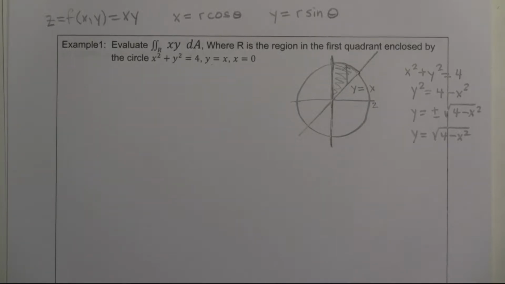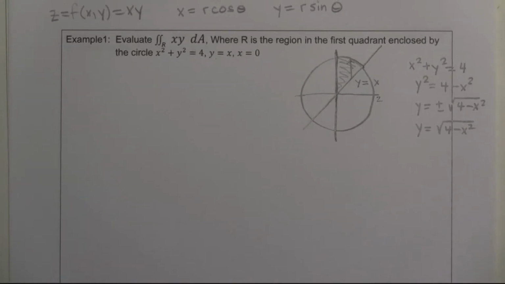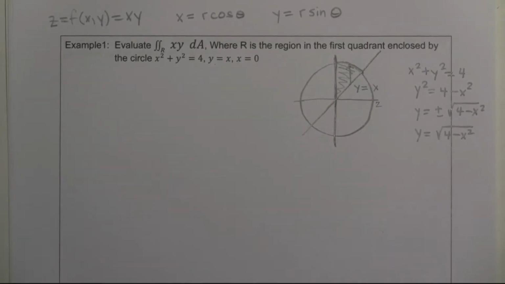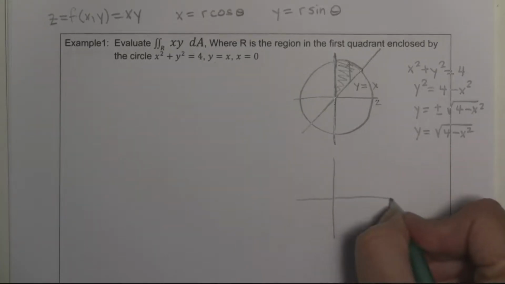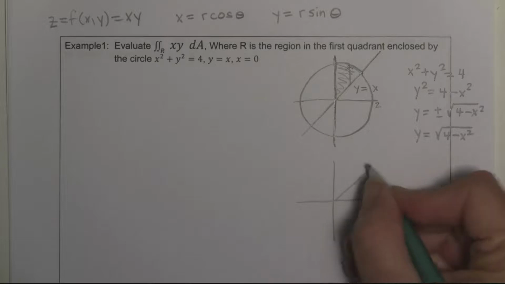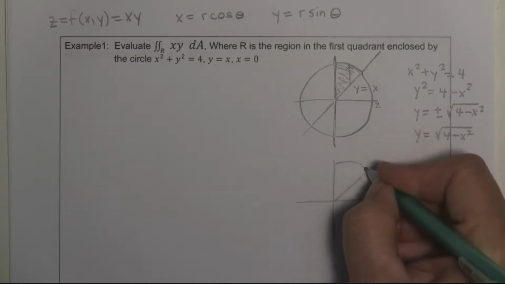And if I could avoid that, I would like to avoid that, because that was pretty hard. And so anyway, I am going to turn this into polar. So if I turn this into polar, I'm going to just draw our little region in here that we have.